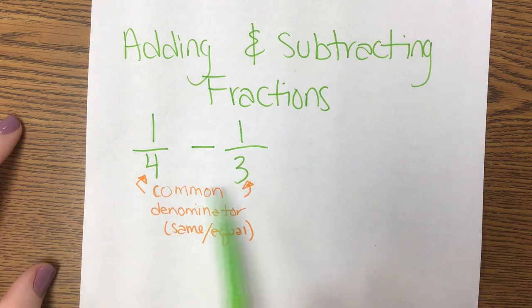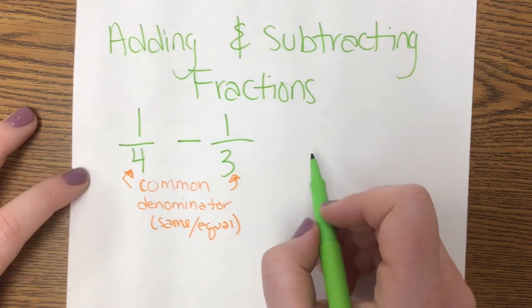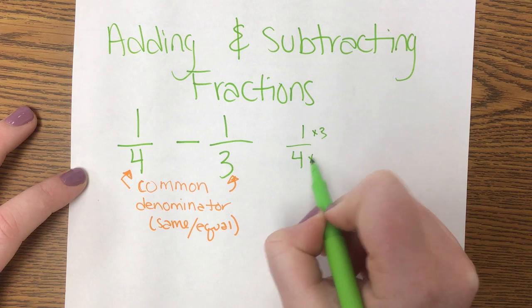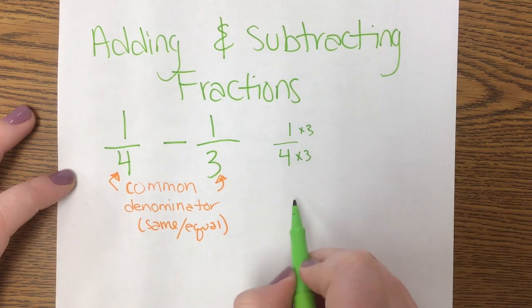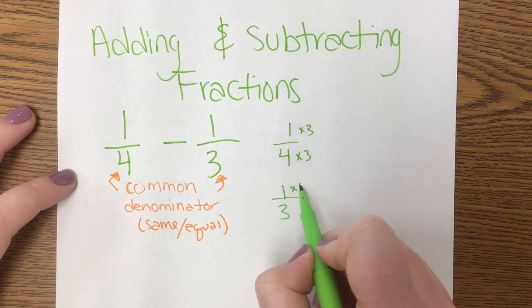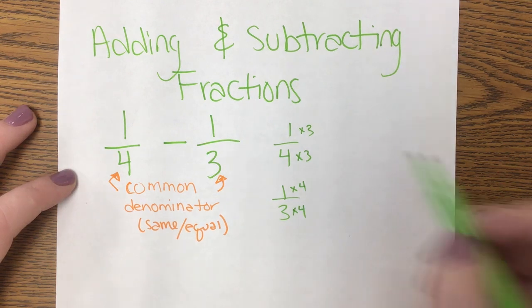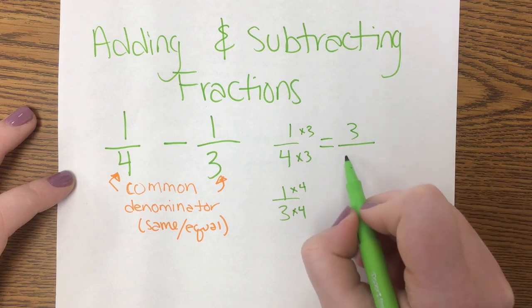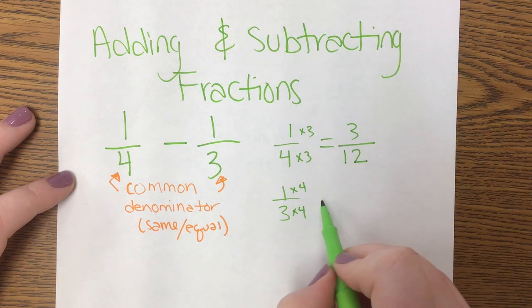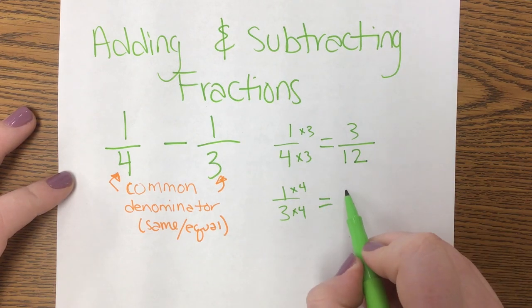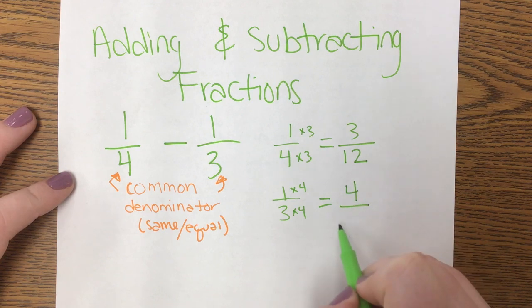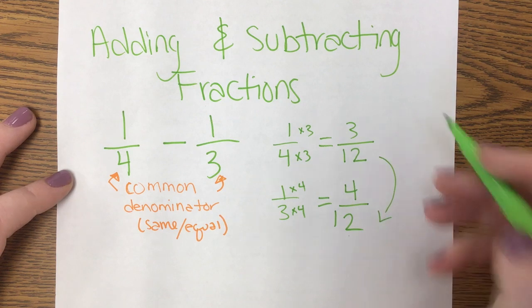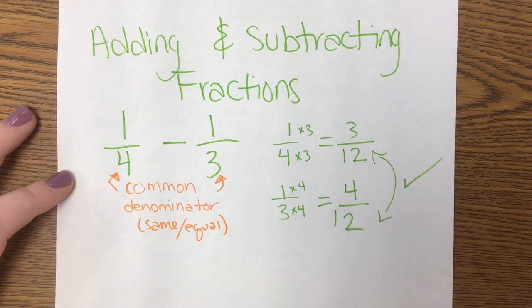So what I'm going to do is multiply these two together. I'm going to say 1/4 times 3, and I'm going to say 1/3 times 4. So 1 times 3 is 3, and 4 times 3 is 12. And then 1 times 4 is 4, and 3 times 4 is 12. Now you guys notice we have the same common denominator.